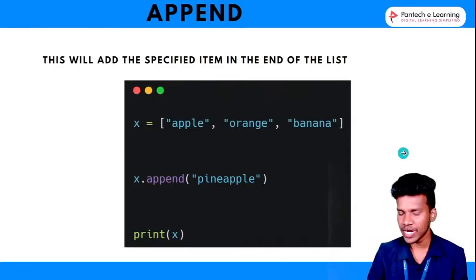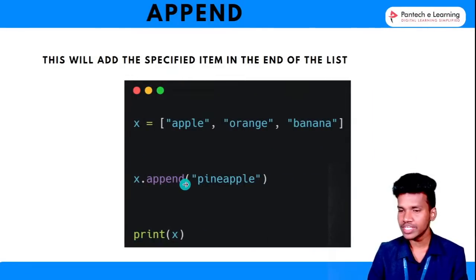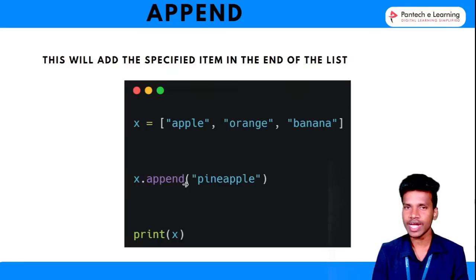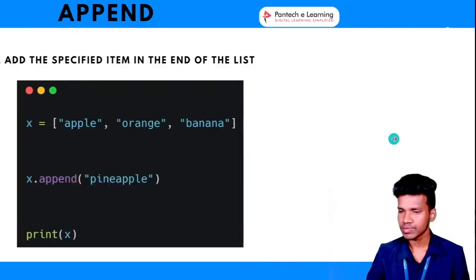And the next one is the append function. Append is for adding a new item at the end of the list. The append will be adding the new item at the end of the list. That is called an append.